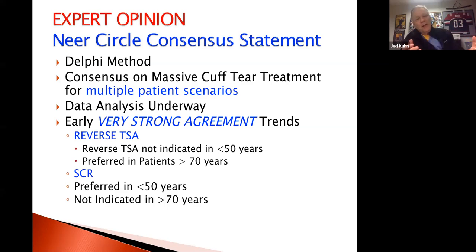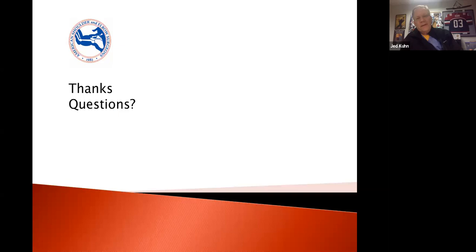It's not ready for prime time yet, but there's a few things that have come out of the data early, and that is reverse arthroplasty would not be indicated for people less than 50, and it's preferred for people over 70, and superior capsular reconstruction would be preferred in people less than 50 and would not be indicated in people over 70. We'll have more data in the future. That'll come out probably in the next 6 months or so.